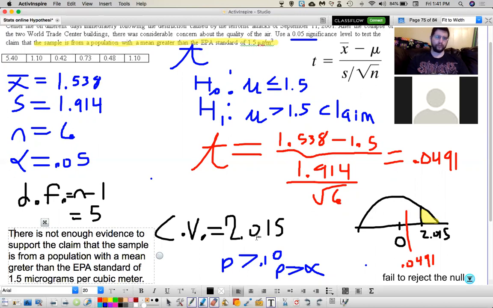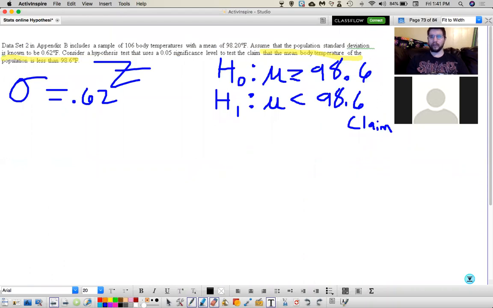Okay, guess not. Let's see, that was a right tail. Let's look at a left tail. Do I have any with the claim and the null? I don't.